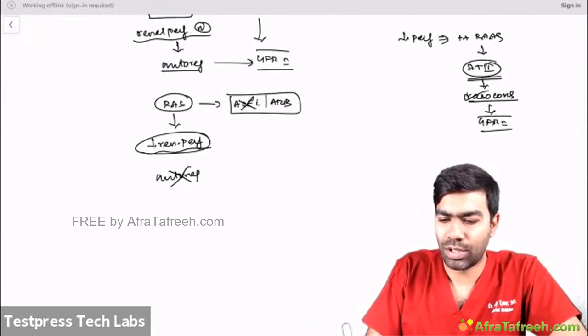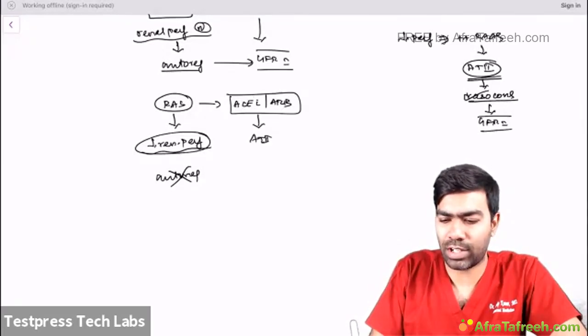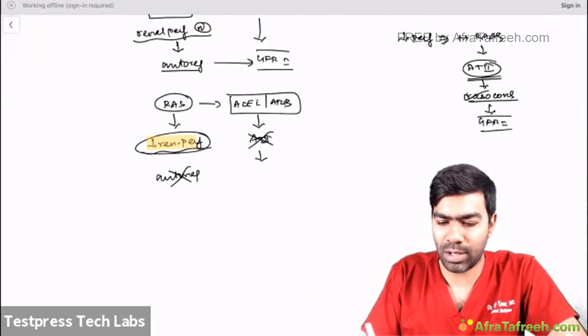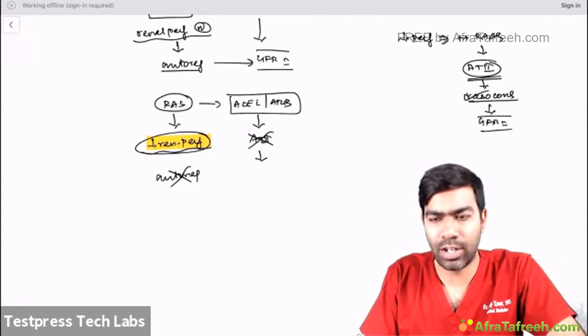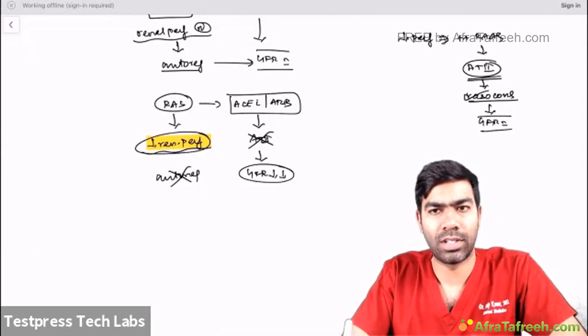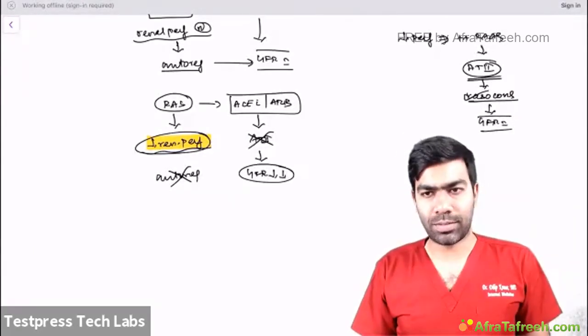Now, if you give an ACE inhibitor or an ARB, angiotensin receptor blocker, now the angiotensin II's effect on the kidney is also taken off. Now the kidney will be solely dependent on the renal perfusion, which is already low, and they will suffer from a dramatic decrease in the GFR. This is what is going to happen in a patient who is having a renal artery stenosis.